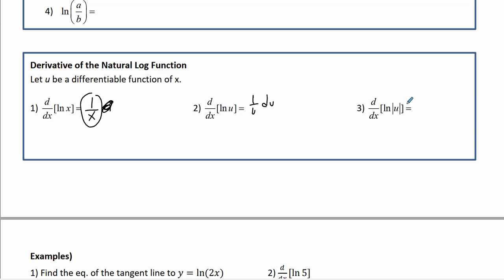Same thing over here. Yes, it says absolute value, but we can only have a positive value in that u piece, since the ln of a positive number exists and negatives don't. So it's the same thing: 1 over u du for the absolute value of the ln of u.